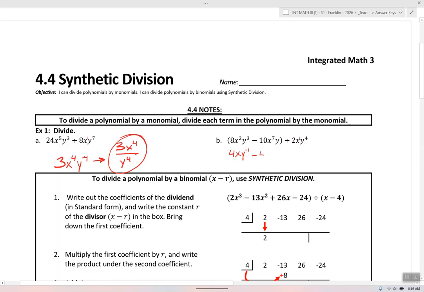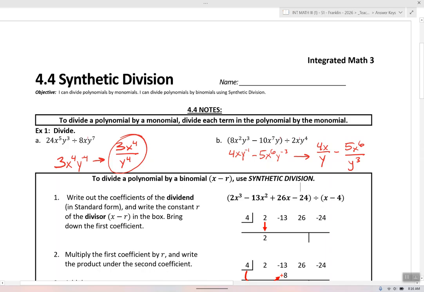10 divided by 2 is 5. Keep that negative sign there. 7 minus 1 is 6 for the x's. And 1 minus 4 is negative 3. So we just have to change these both to fractions. We've got 4x over y minus 5x to the sixth over y to the third. And there is our final answer. Looks a little messy, but that's just what we should do. It's better to have these fractions than to have our negative exponents.